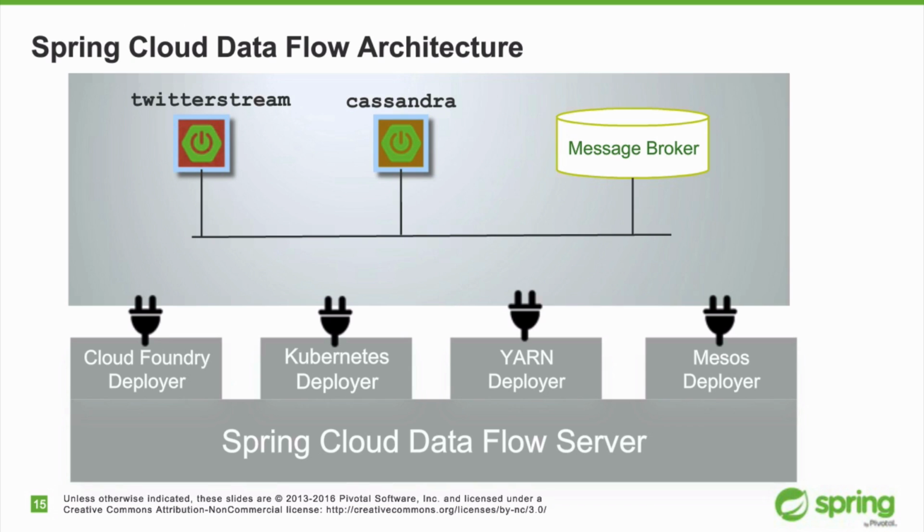So here's another view showing a bit more of the moving parts in the architecture. So we have the Dataflow server, and sort of below this diagram would be the REST endpoint. And then at any given moment, you have one of these deployer service provider implementations inside the Dataflow server connecting up into the platform. So for example, suppose we're connecting into Cloud Foundry.